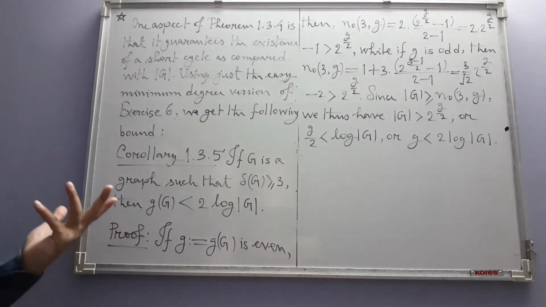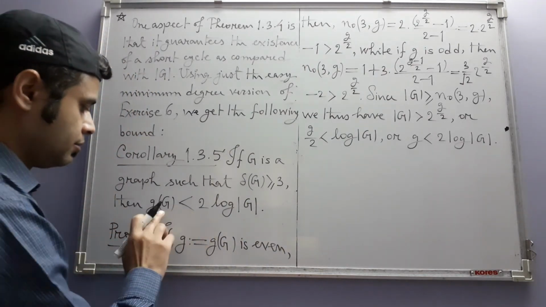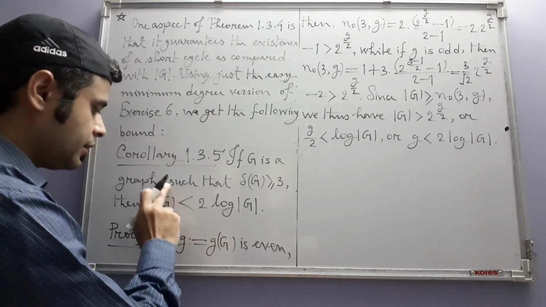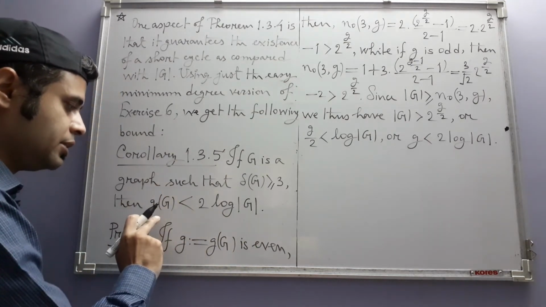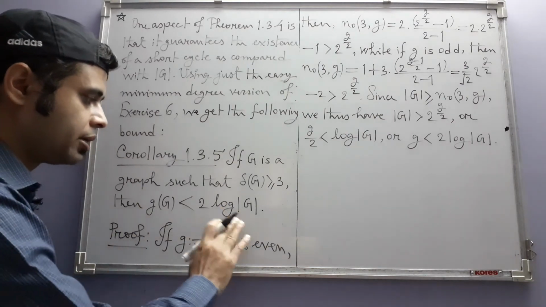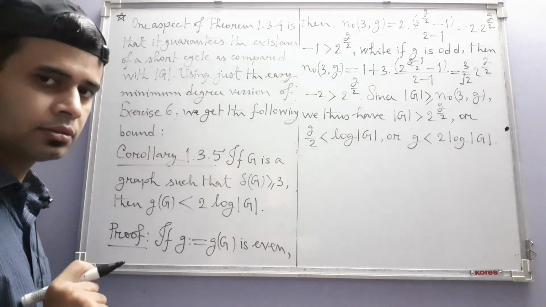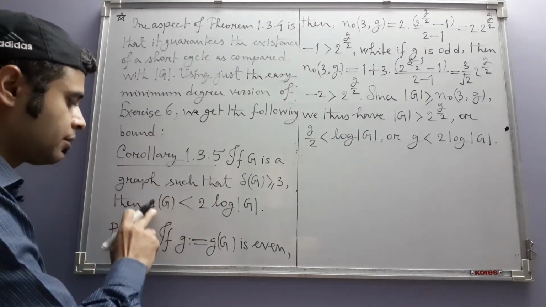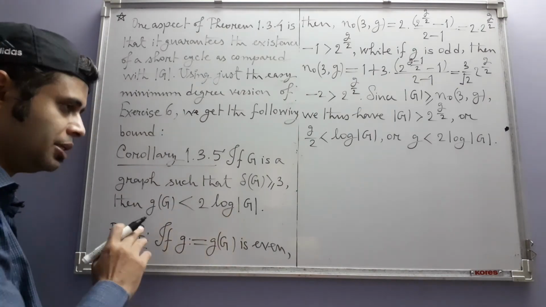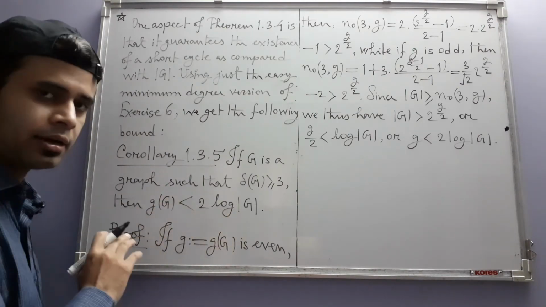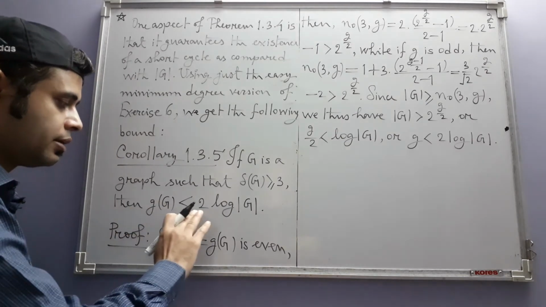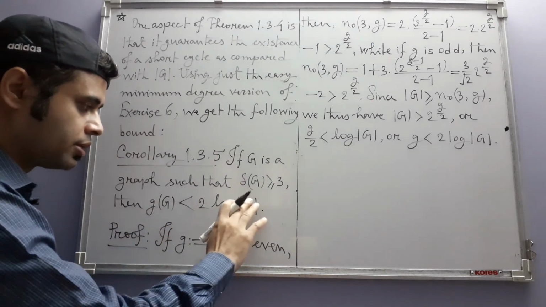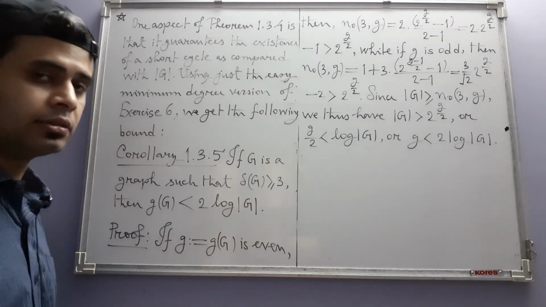That's why we say that there is at least one cycle which is quite small compared with the order of the graph, because girth having this small value means there is a cycle with that length. That cycle is small compared with the order of G because we have a logarithm.